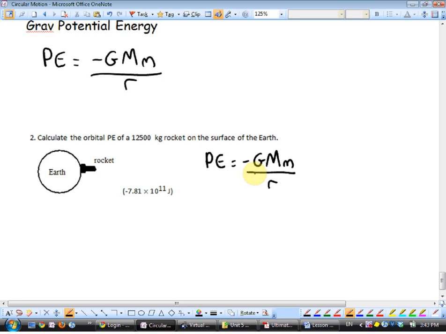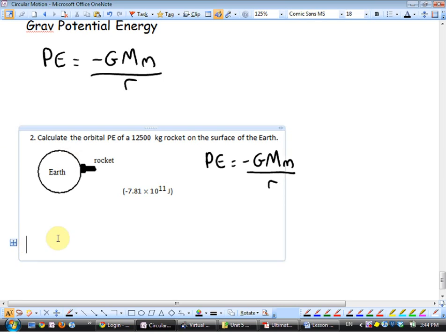G is 6.67 times 10 to the negative 11. Big M, mass of the Earth. Little m, mass of the rocket. R, radius of the Earth. That distance right there. I'll assume you can crunch those numbers and you can check your answer. I'm more interested in the next couple of questions after that, but I figured it was better if I started with those two. So bear with me.